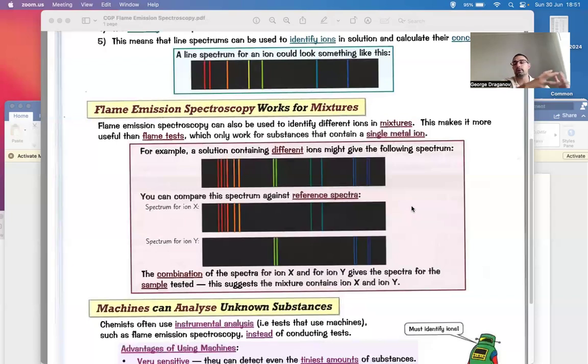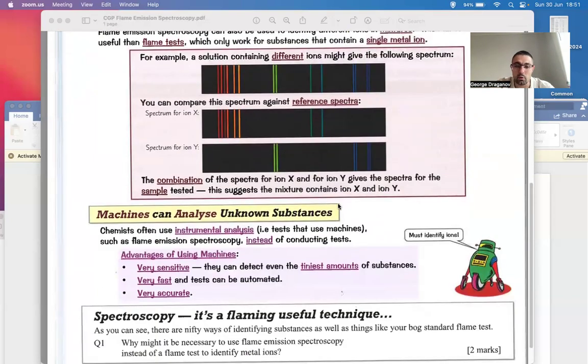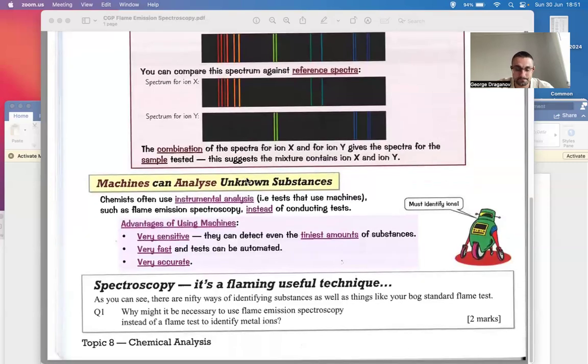So that means that if you have a data book and the computer will have loads of different reference spectra for loads of different ions, when you get your mixture, the computer will automatically detect which ions have been combined to form the mixture. Often this will be a multiple choice question where they'll give you this one, then they'll give you a bunch of these and ask you which ones they used to make it. So just match up the lines so that they go exactly in line. And then they can ask you for like 2 marks what advantage the machines have.